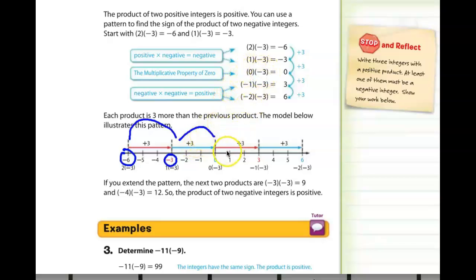But what if I have 0 groups of -3? Well, that's just plain old 0. And that's called the multiplicative property of 0. Anything that you multiply by 0 is 0. So after this fact, if we go the other way, if you take away a negative group, so if I take away a -3, that is a +3. If I take away a negative, it's a positive. If I take away 2 negatives, then that's +6. So -2 groups of -3 is a +6.